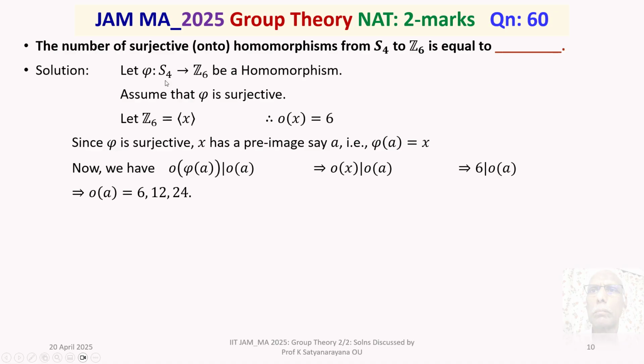Now, look at S4. What are the orders of elements of S4? If you are familiar with S4, every element is of order either 1, 2, 3, 4, that's all, because it has only 4 elements. So, notice that every element of S4 is of order 1, 2, 3, 4, right? That's all, nothing else.